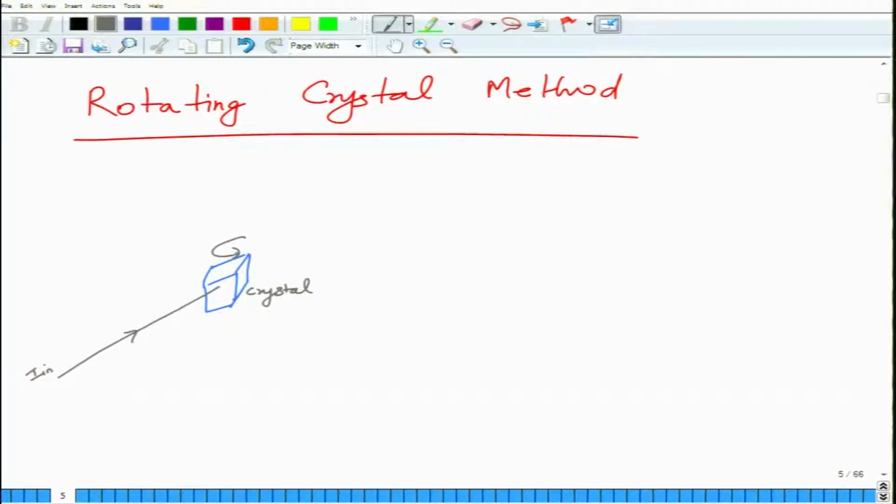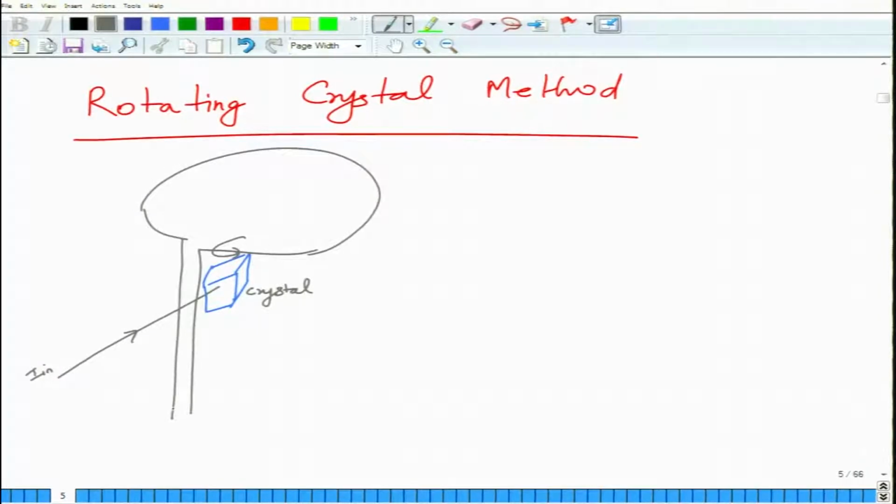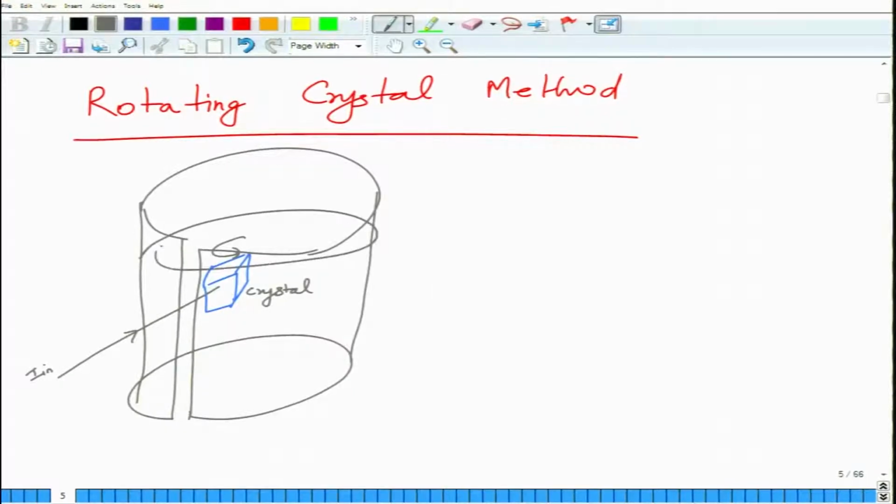So as it rotates, it will expose many planes for diffraction because now you have at least one variable, that your crystal is rotating, okay, and you put a film around it. Basically you put a film around it in this fashion, and this film is going to have diffraction occurring at various angles. So as a result you will have these little circles appearing on which you will have diffraction spots.